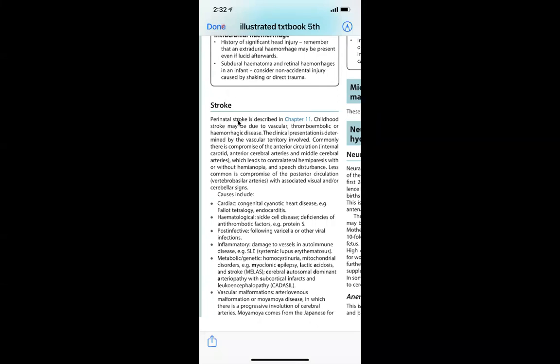Okay, so the causes of stroke. Childhood stroke may be due to vascular accident, thromboembolic or hemorrhagic disease. The clinical presentation is determined by the vascular territory involved. So in stroke, what is the most common vascular territory involved? Yeah, middle cerebral artery, and mostly they have the internal capsule involved. Yeah, middle cerebral artery.